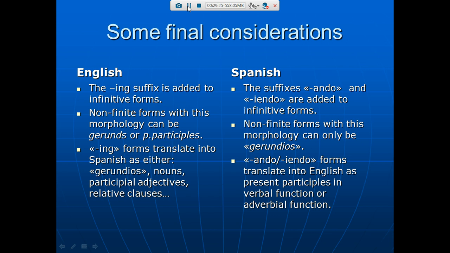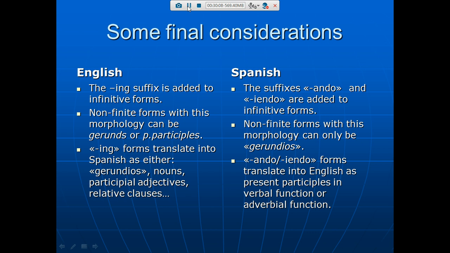Well, we should bear in mind that non-finite forms with this morphology ending in ing in English can be gerunds or present participles, therefore they can have nominal, adverbial, adjectival, verbal function, while in Spanish, the non-finite forms with this morphology, ending in ando, yendo, can only be gerundios, con función adverbial o el predicativo o todas las funciones que vimos. ING forms translate into Spanish as either gerundios, nouns, participial adjectives, relative clauses, while ando and yendo forms translate into English as present participles in verbal function or adverbial function, and never as nouns.